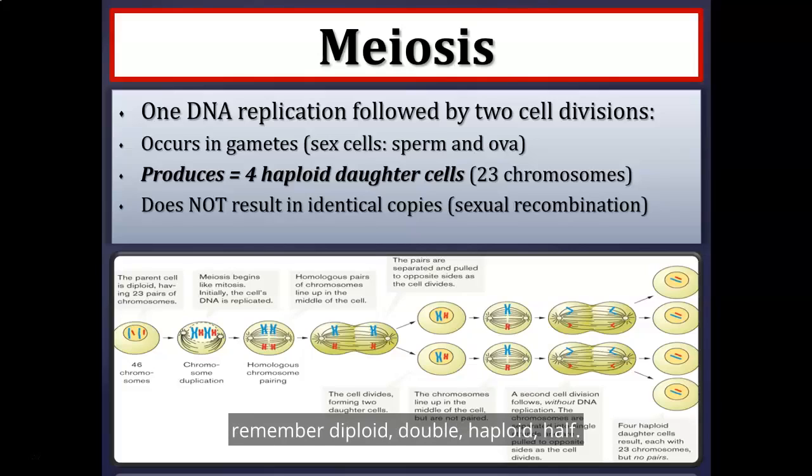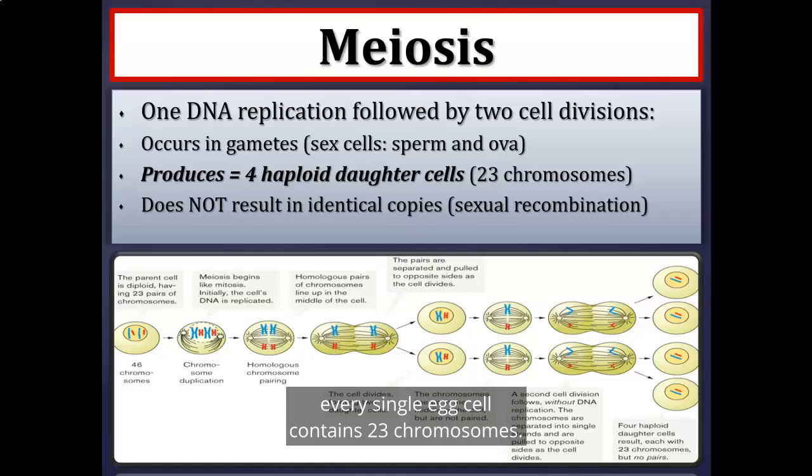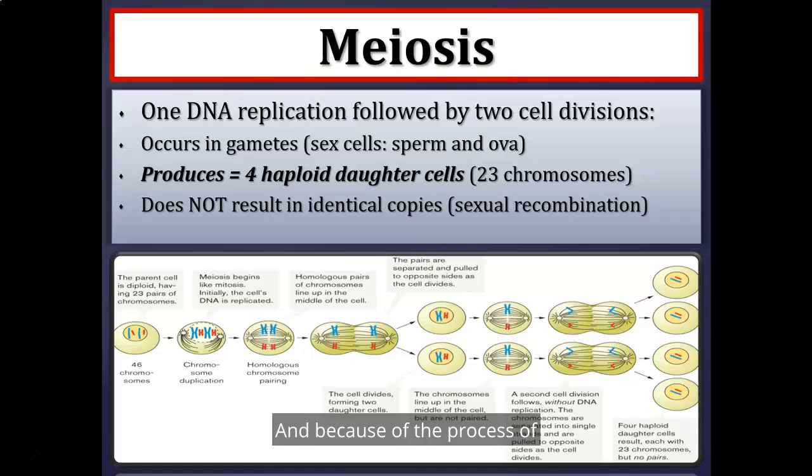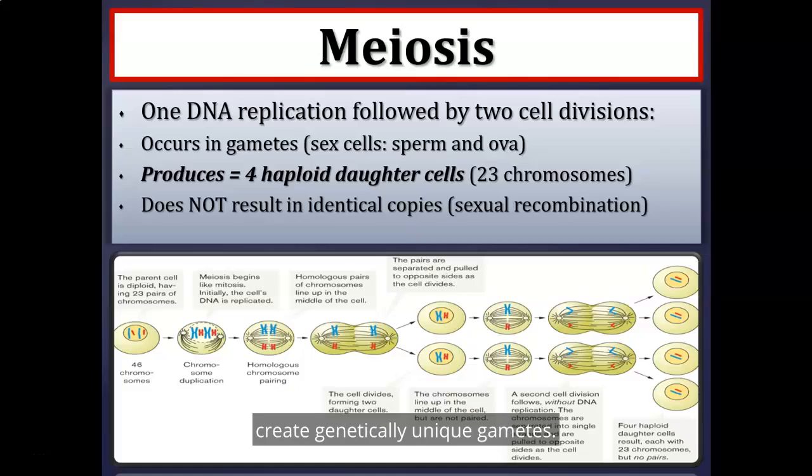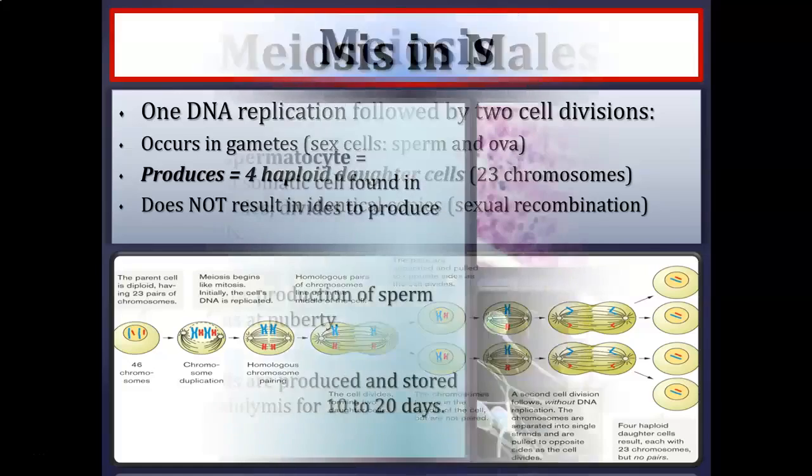Remember, diploid double, haploid half. So every single sperm cell, every single egg cell contains 23 chromosomes. And because of the process of recombination and independent assortment, the reshuffling of genetic material, it does not result in identical copies. This is the process of sexual recombination. So even if you have the same parent as your siblings, you do not necessarily look the same as your siblings because every single time a gamete is formed, this process of recombination and independent assortment create genetically unique gametes.